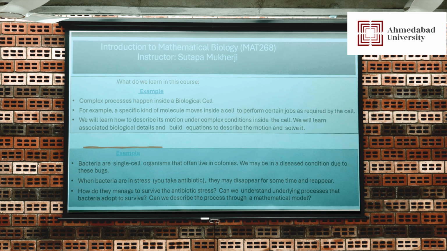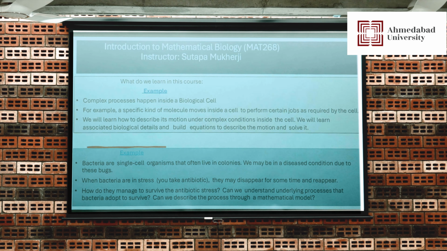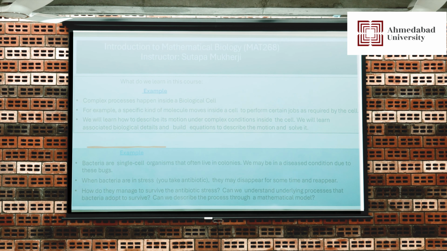So the first thing is, what do we learn in this course? I will give you some examples. One example is like this. A biological cell consists of huge machineries, each of them functioning in their own way as required by the cell, and complex processes happen inside a biological cell. So for example, a specific kind of molecule may move inside a very complex environment of a cell to perform certain jobs as required by the cell. So we will learn how to describe its motion under complex conditions inside the cell.